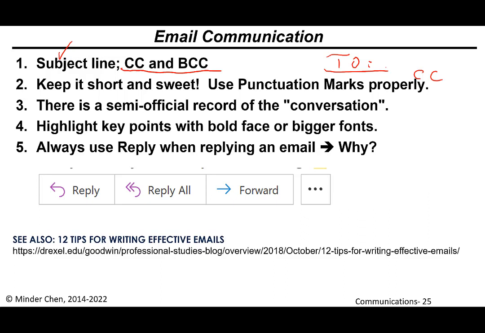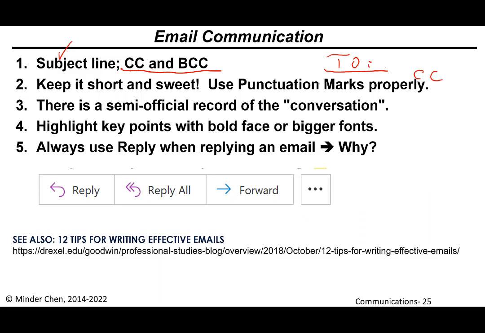Blind carbon copy is you are sending a carbon copy to somebody, but the other receiver would not know that you have done so. Okay, and I usually use this in a little bit subtle way. I don't use it that much. Sometimes, because a lot of time, for instance, if I send something to my colleague, I CC my program chair.